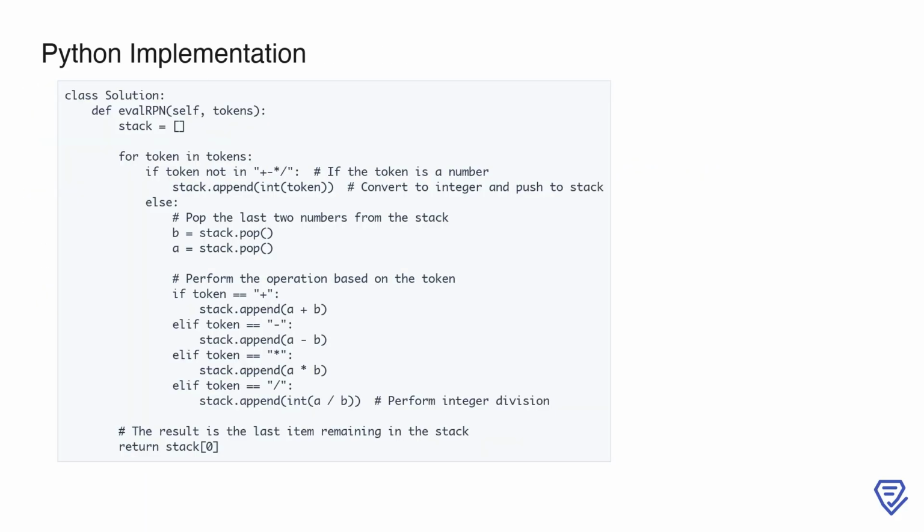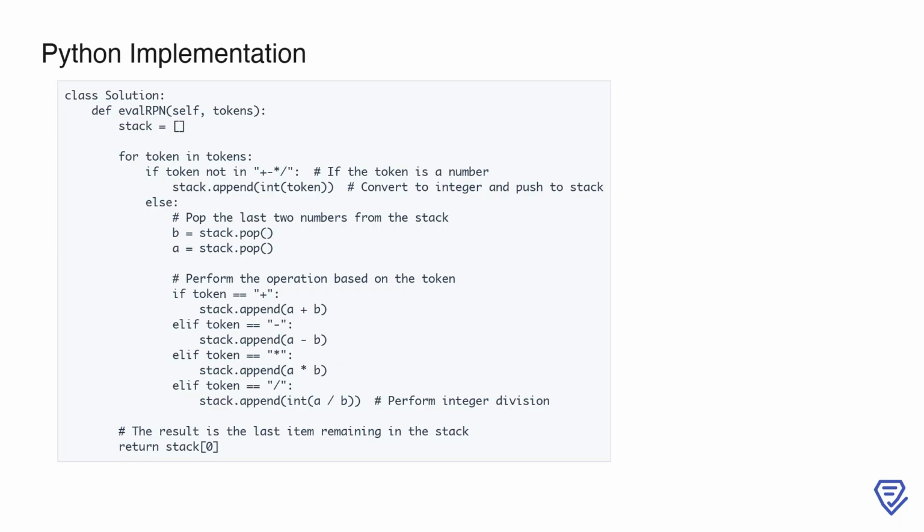The provided solution evaluates a reverse Polish notation (RPN) expression using a stack-based approach. This is efficient and directly aligns with how RPN is processed. Let's walk through the code step by step. 1. Initialization. The stack variable is initialized as an empty list. This stack will be used to store numbers and intermediate results during the computation.